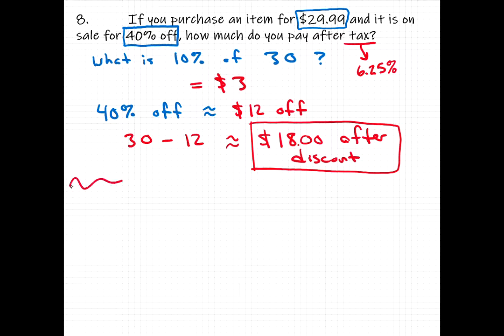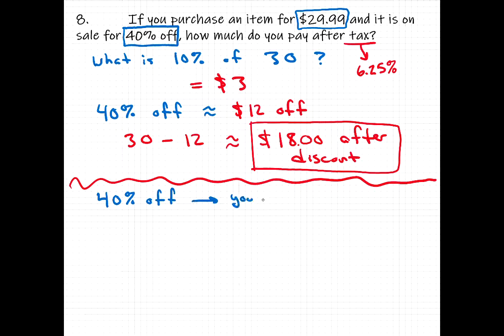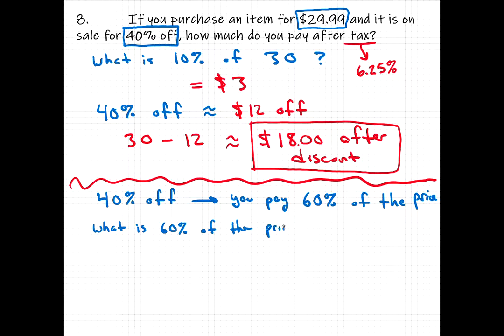So now let's solve the problem exactly, because maybe on the homework it's not going to say estimate, it's going to say exactly. So let's calculate this. If the item costs $29.99 and it's 40% off, that means you pay 60% of the price. Okay, so what is 60% of the price?